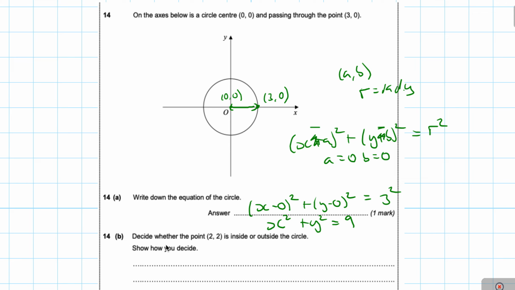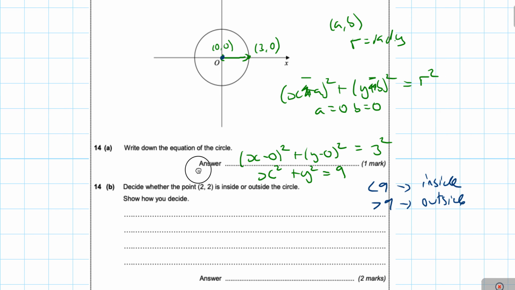The next question we got is decide whether the point 2, 2 is inside or outside the circle. So essentially we can use our equation for the circle, x squared plus y squared equals 9. If the answer is less than 9, then it's going to be inside the circle. That implies that its distance from the center of the circle is less than the radius. And if it's greater than 9, it's outside the circle, so it'll be somewhere outside.